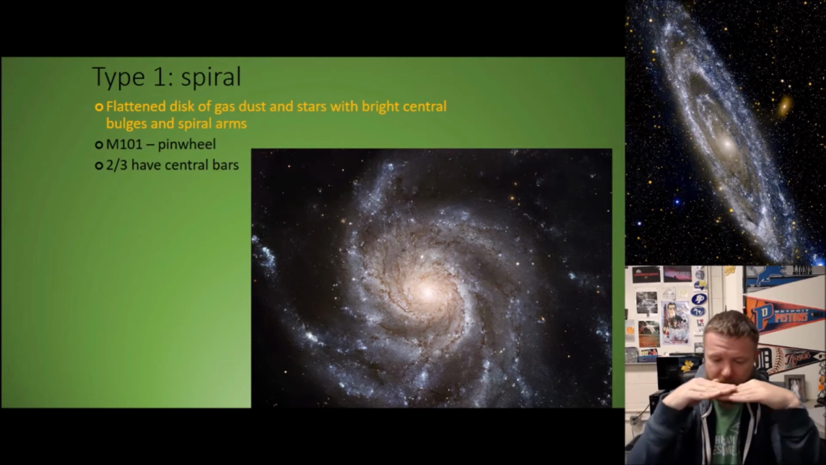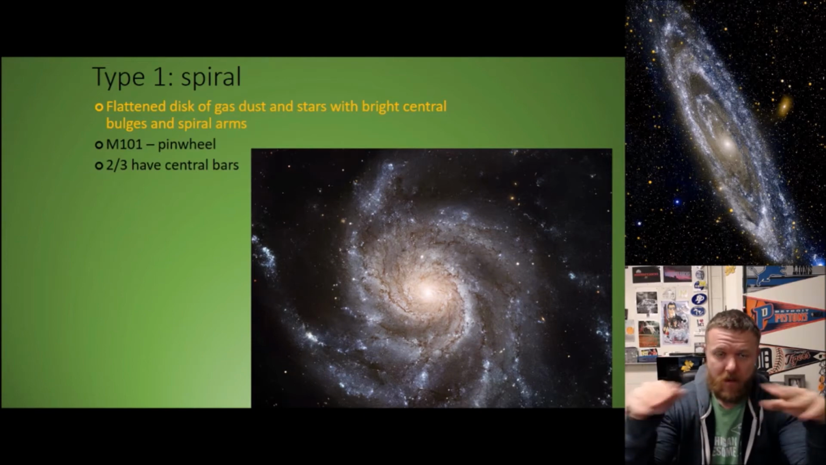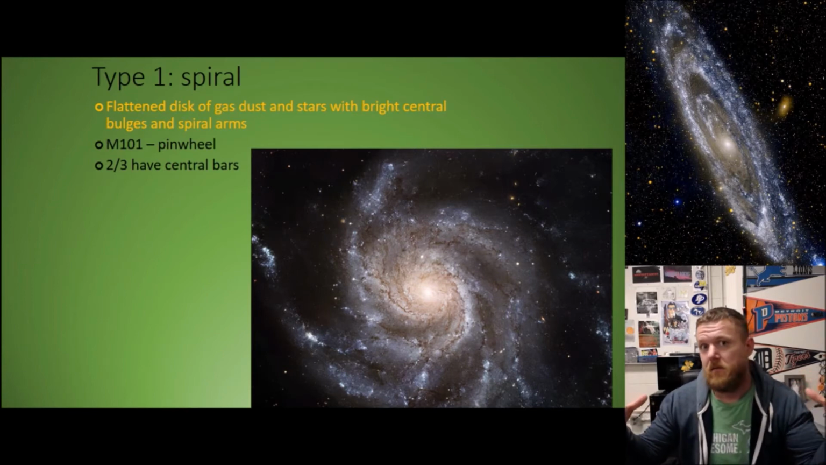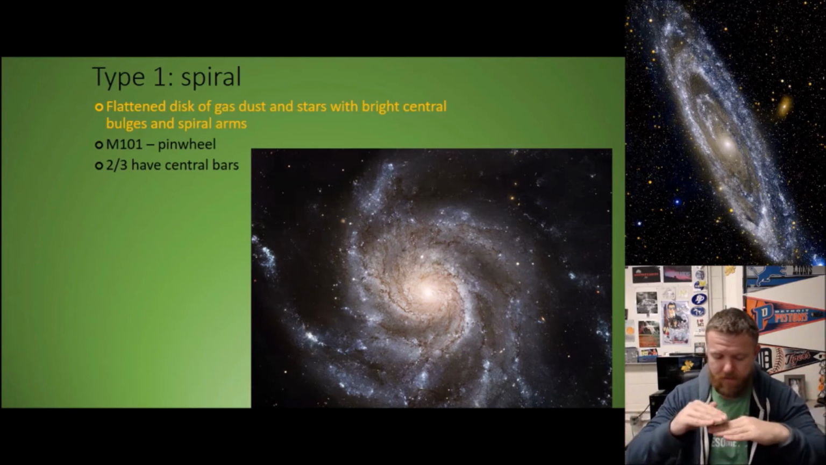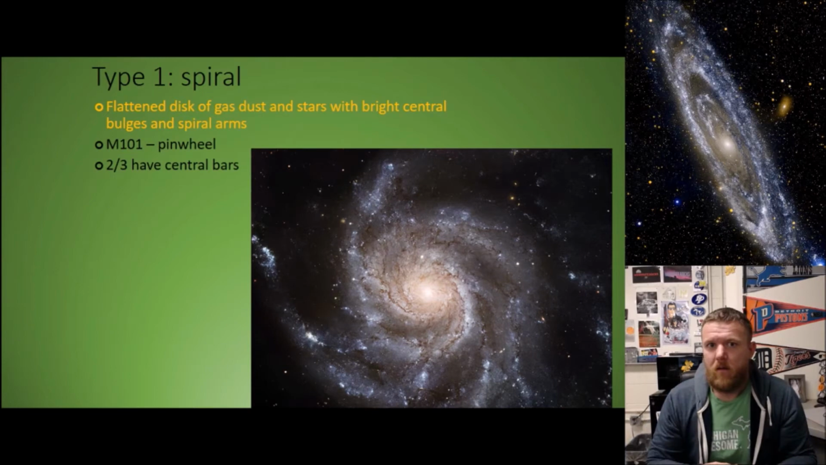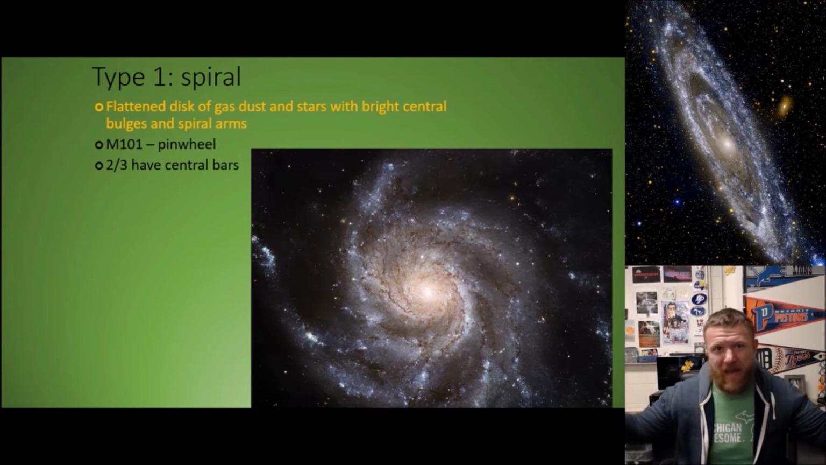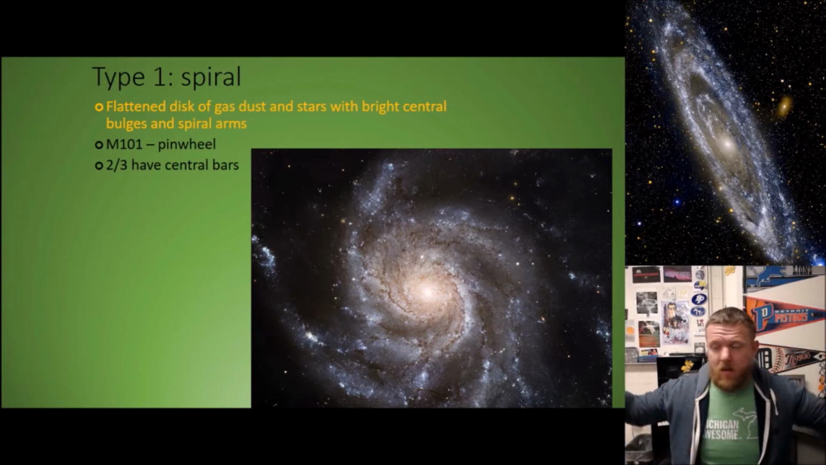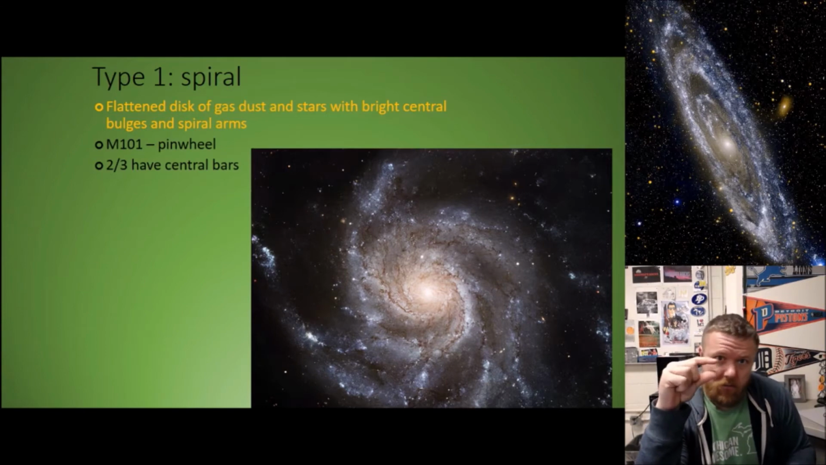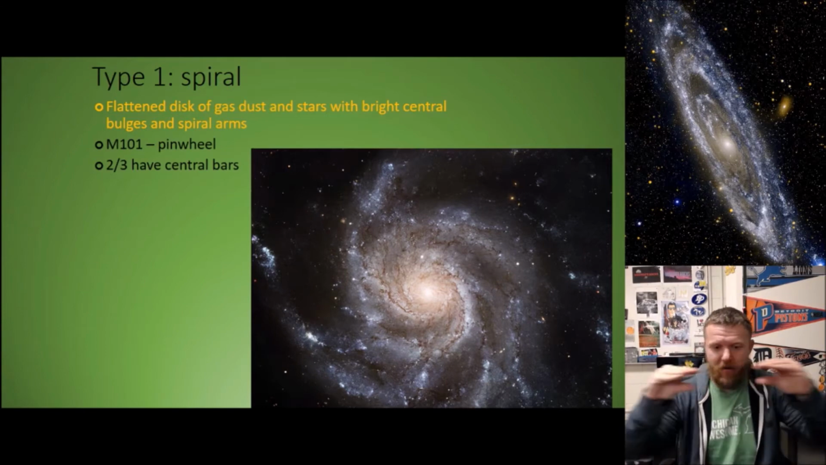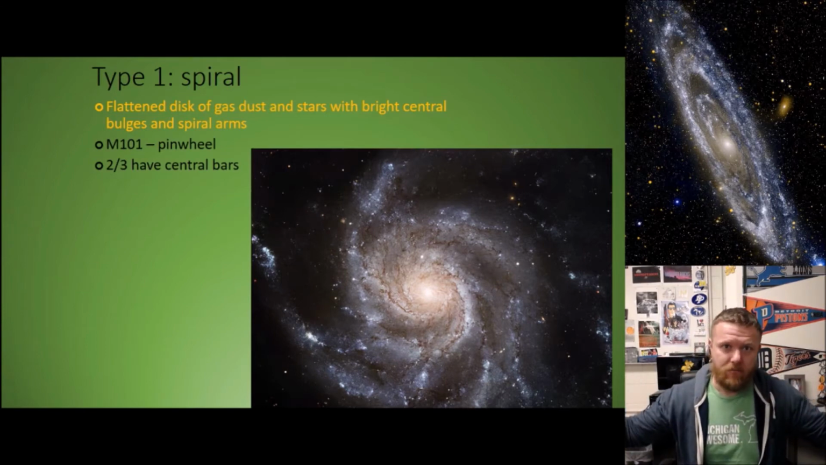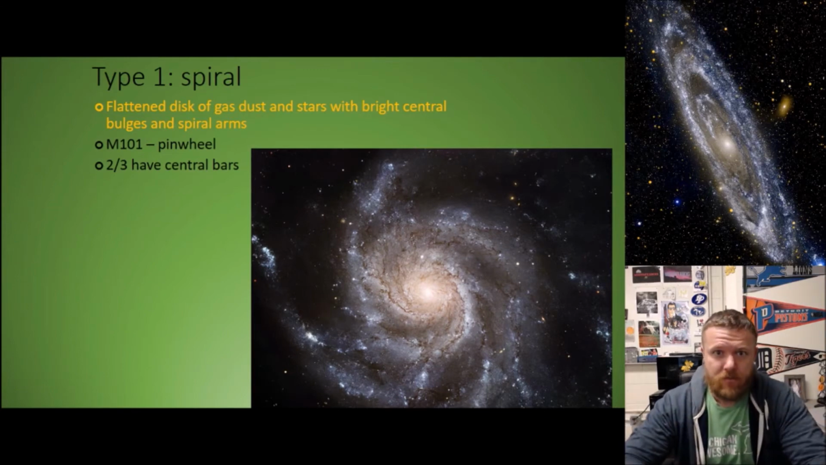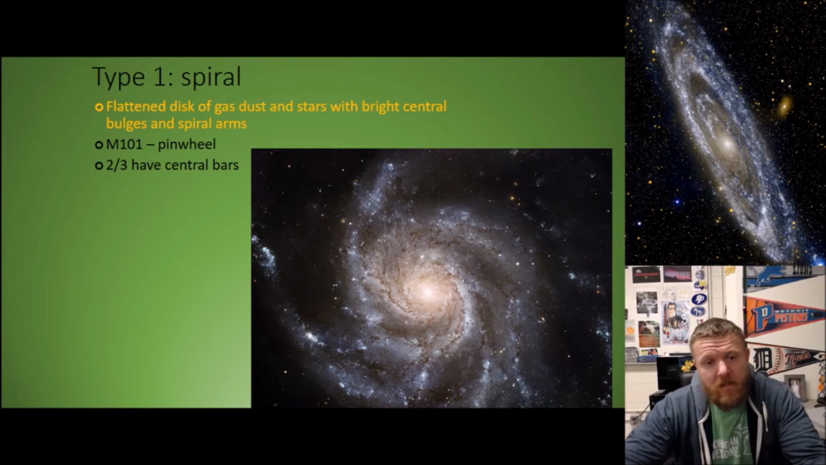These galaxies are very flat, very, very flat. Our galaxy is about 100,000 light years across and only about 1,000 light years tall. That would be similar to having a disk that's about 8.5 feet across and only 1 inch tall. So it's very, very, very flat. These are very flattened structures. And they have spiral arms, hence where the name comes from.